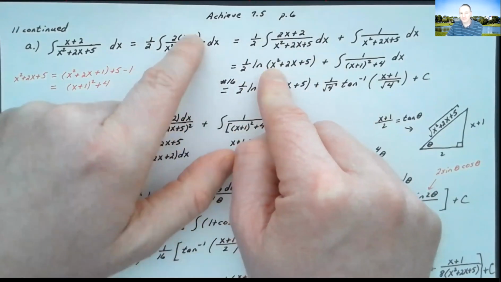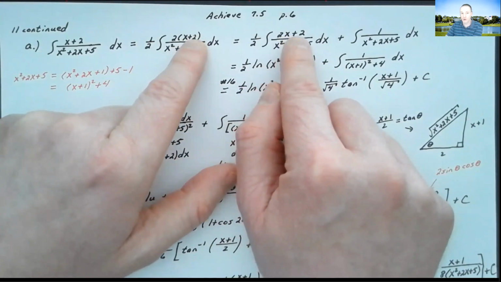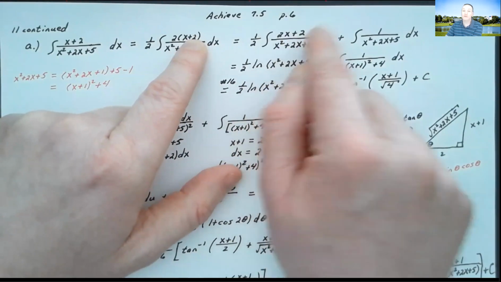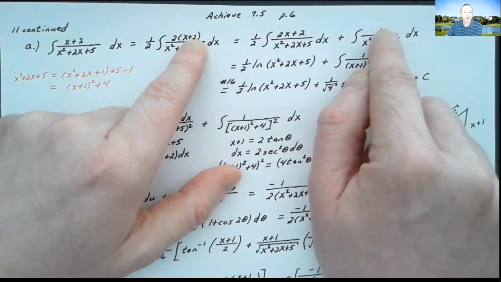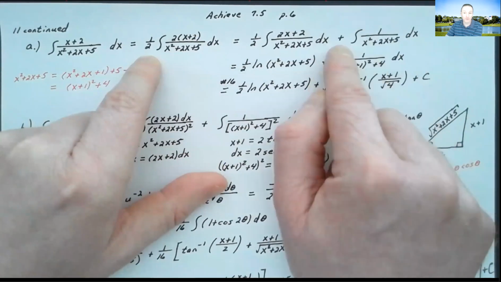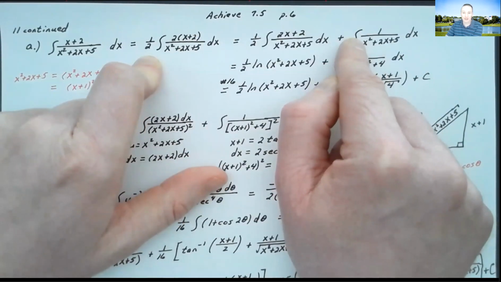But then you say, well, you didn't have 2x plus 2 in that numerator, you had 2x plus 4. Well, then I need to account for plus 2 more in that numerator. I did that right over here. Now, in this step, we know that the 1/2 would have been in front of both of these integrals because the 1/2 would have to distribute to any integrals that I separate up.